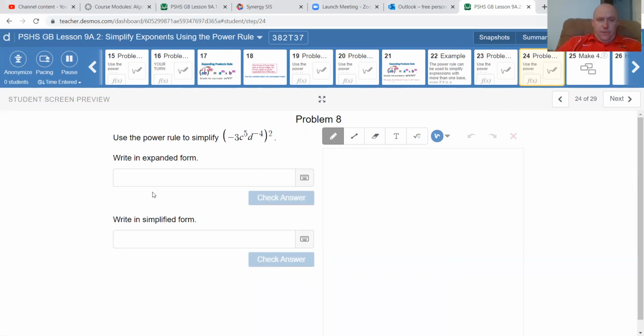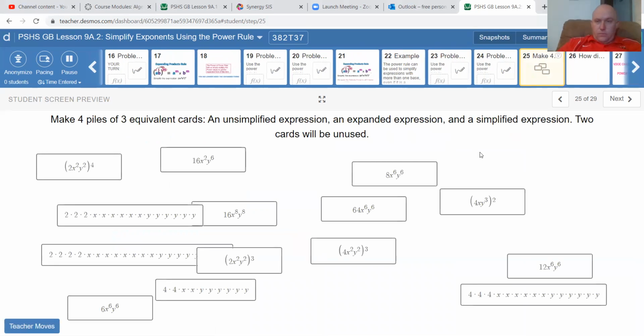So I'll do -3 squared, which is 9. My exponents I'm going to multiply. So 5 times 2 is 10, so c to the power of 10. And -4 times 2 is -8. I can't leave that on the top of the fraction now, so I'm just going to bring it to the bottom and get rid of my negative exponent.